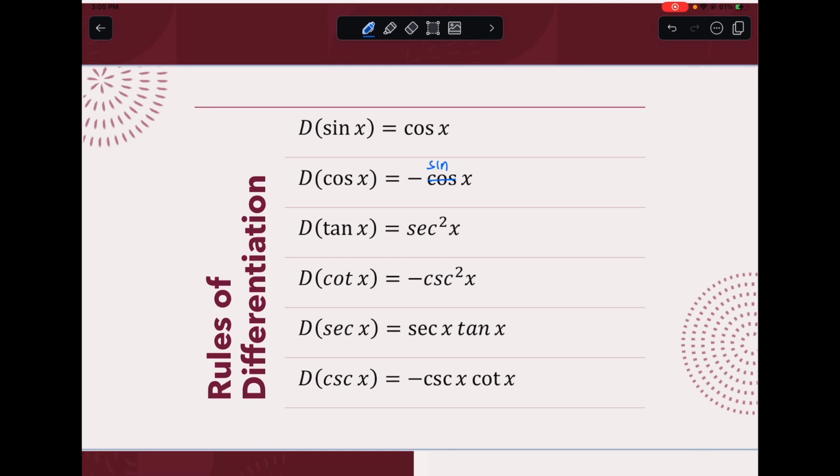It's because the reverse process of differentiation would be the integration. So in this case, what we have is the following.